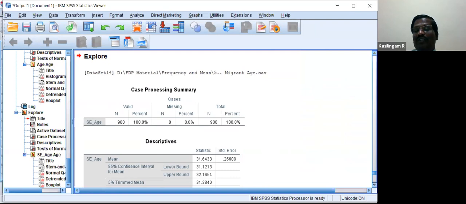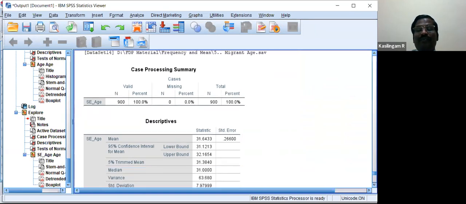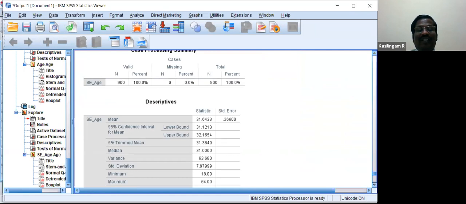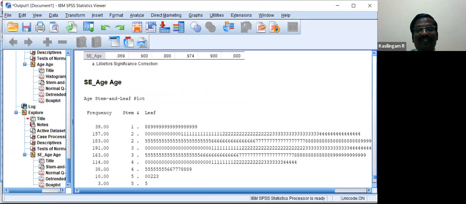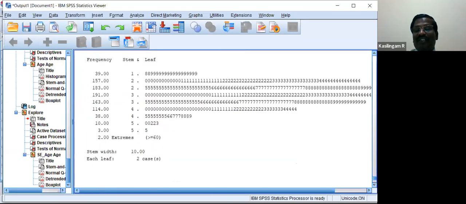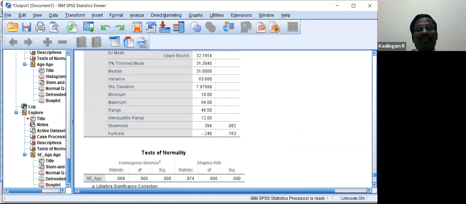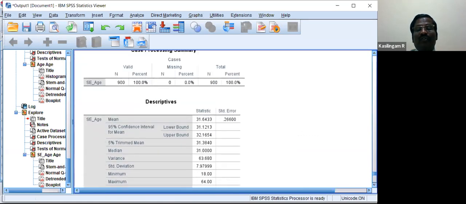So now all values are there, madam. First, minimum, right? We will see whether the minimum is okay. It will not give a frequency table. So the minimum is eight. Then we will see the frequency table also.